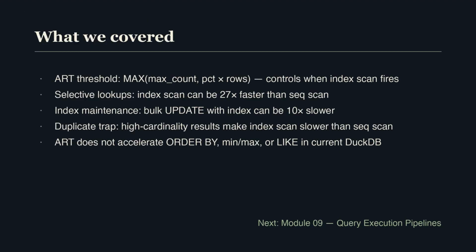Let's recap what we covered in this module. The ART threshold, the maximum of max count or percentage times rows, controls when the index scan fires. Selective lookups mean that an index scan can be 27 times faster than a sequential scan. Index maintenance means that a bulk update with an index can be 10 times slower. The duplicate trap means that high duplicate counts make the index scan slower than a sequential scan. And finally, ART does not accelerate order by, minimum and maximum aggregates, or like in the current DuckDB. Next up, Module 09, Query Execution Pipelines.